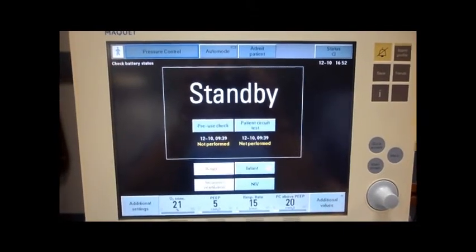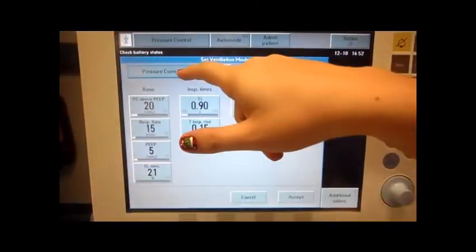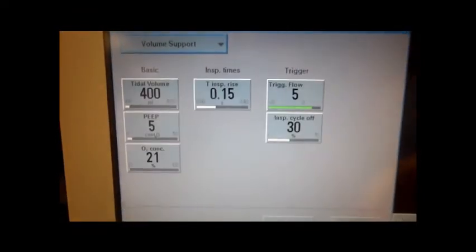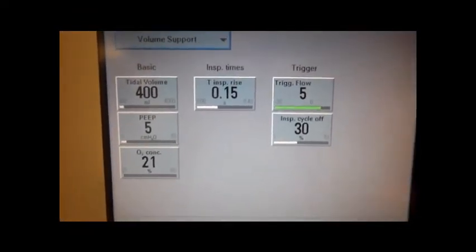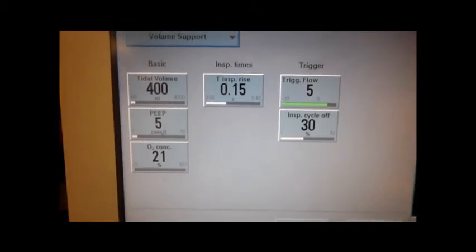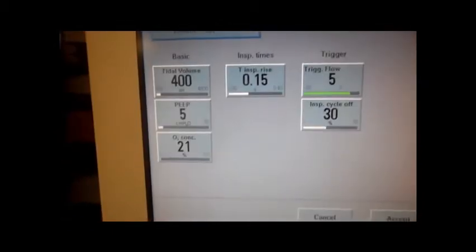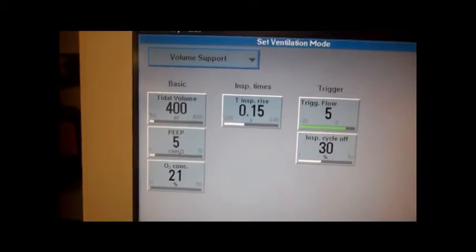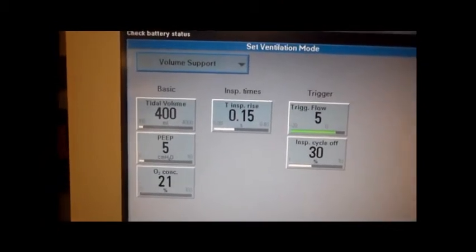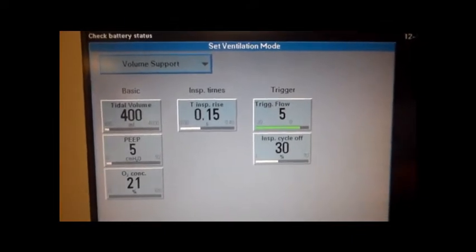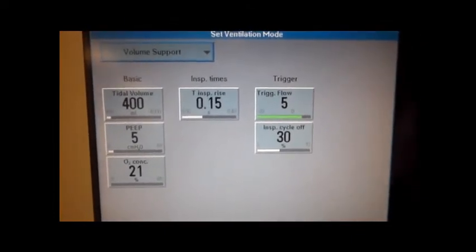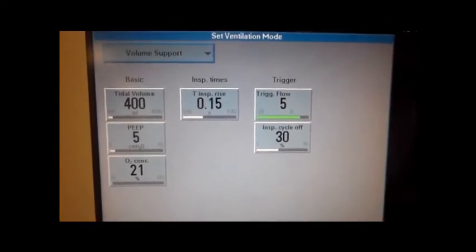In order to set volume support, you go to the drop-down menu, click on volume support, and then you have to set your tidal volume, your rise time, your FiO2, your PEEP, your trigger flow, and your inspiratory cycle off. Your tidal volume is set according to your ideal body weight multiplied by 5. The pressure is automatically increased to achieve a set tidal volume.